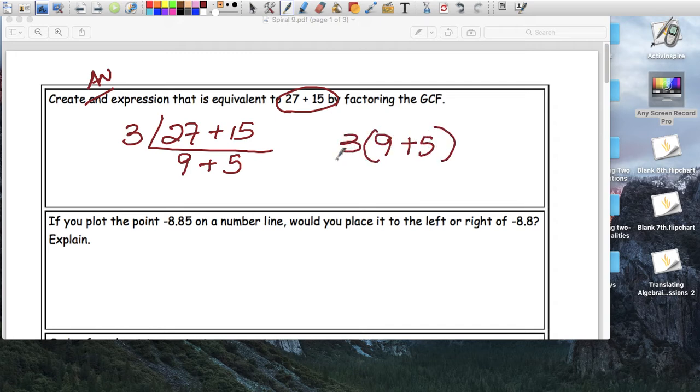And we've done this before, right? So if you do 3 times 9, you get 27, plus you do 3 times 5, you get 15. So this expression written in this manner is exactly the same as 27 plus 15.